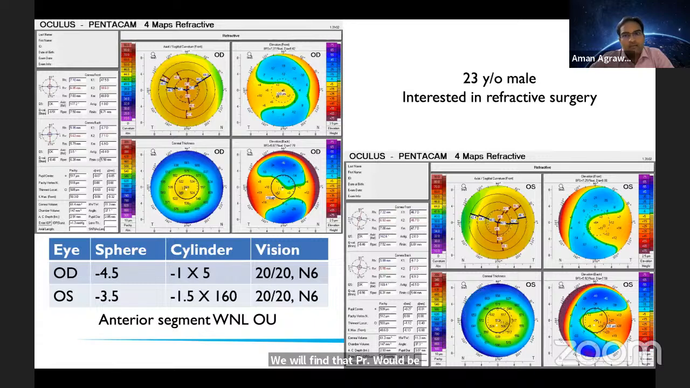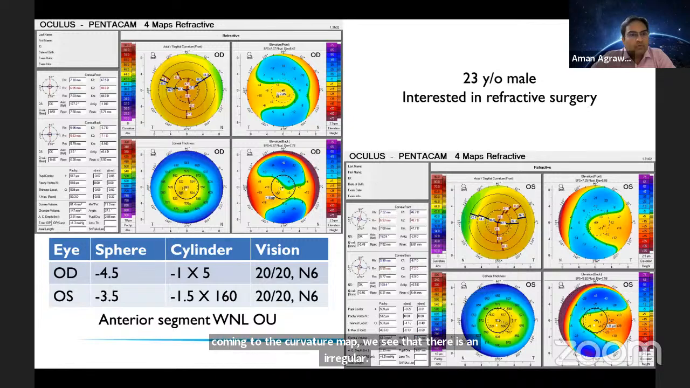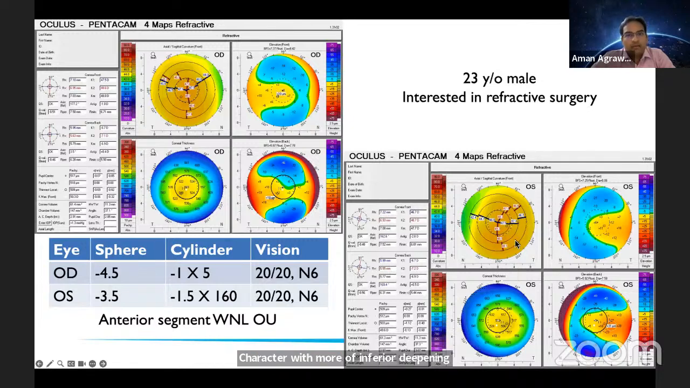Coming to the second case. This is a case of a 23-year-old male who was also interested in refractive surgery. He had a compound myopic astigmatism with a vision of 20/20 in both eyes, and the anterior segment examination was normal in both eyes. When we look at the quad map of the right eye, we see that the patient has a Q value of minus 0.46 in the right and minus 0.56 in the left, which suggests that this cornea is slightly more prolate. Now coming to the curvature map, we see that there is an irregular keratometry with more of inferior steepening in both the right as well as the left eye.